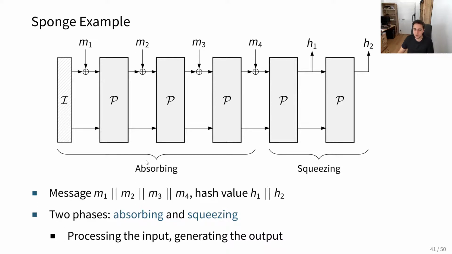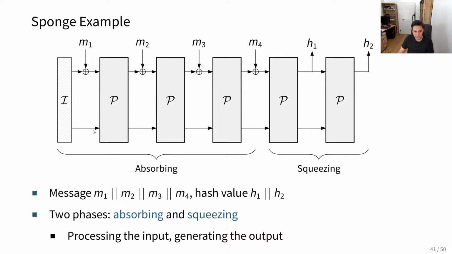So essentially, in the absorbing phase, we process the input, we add the input to our function, and in the squeezing phase, we generate the output. These are two terms for sponge functions: absorbing and squeezing. And now I've told you that we have two branches. We have the first branch here, where we add something and then we read something.